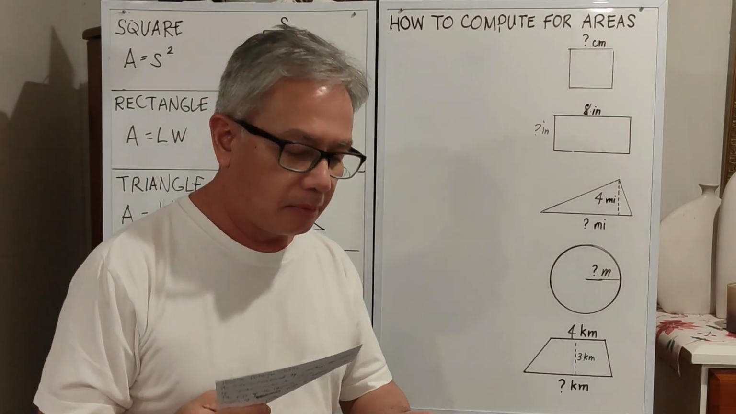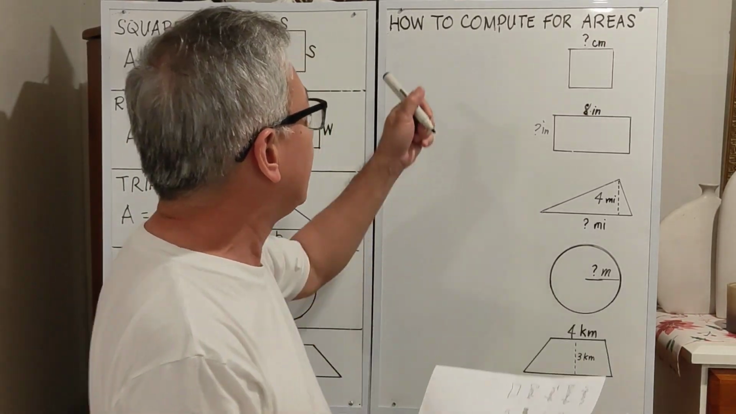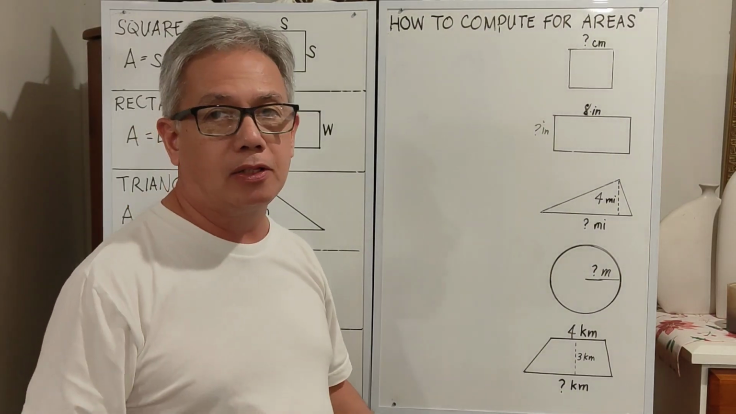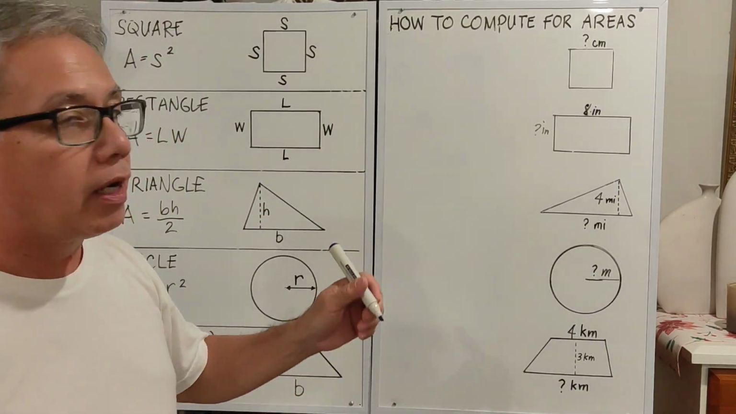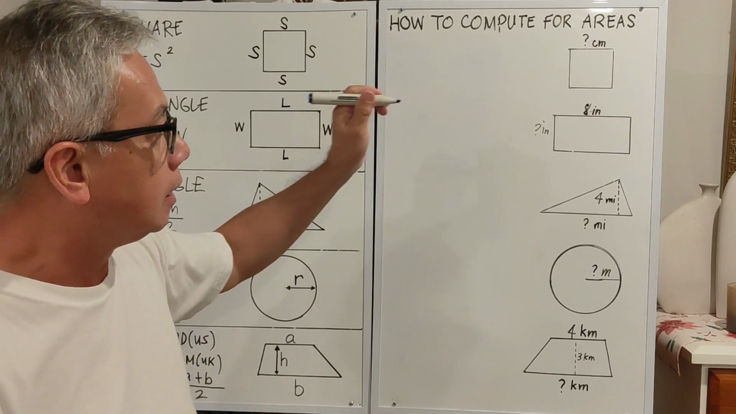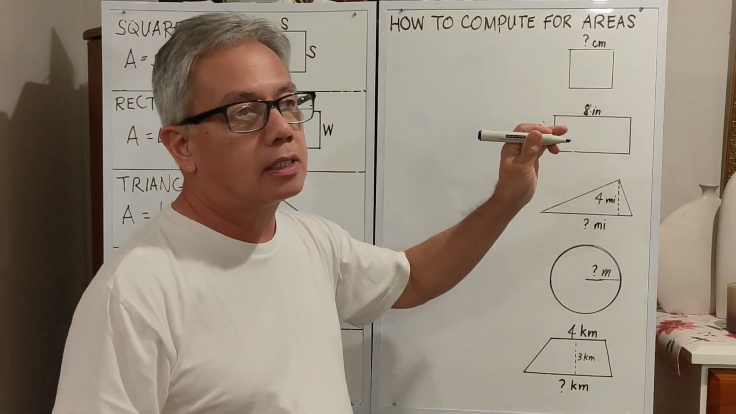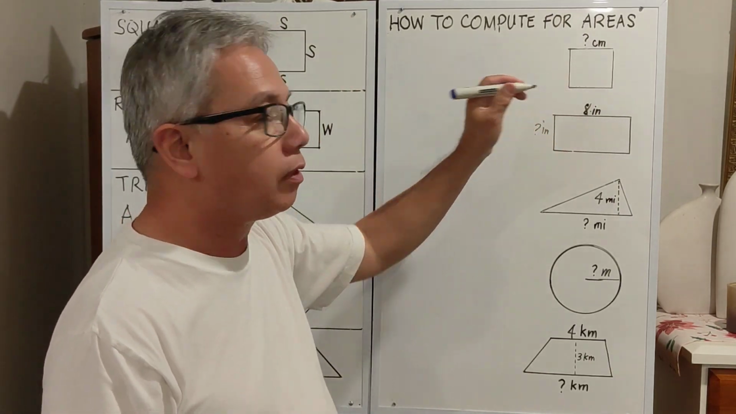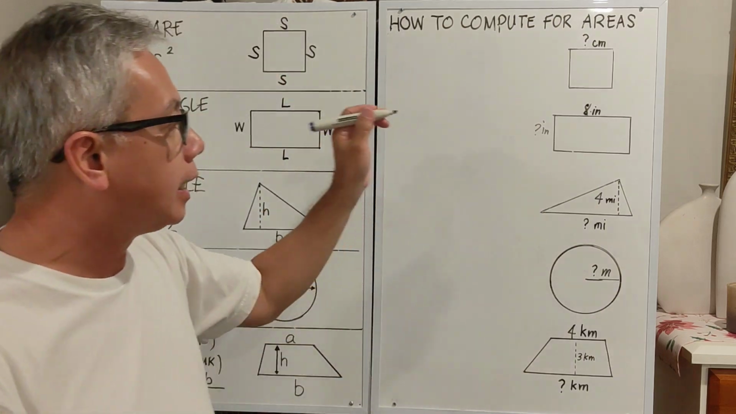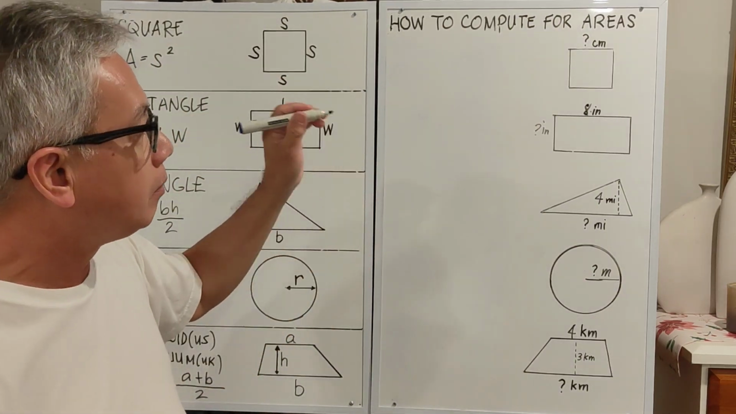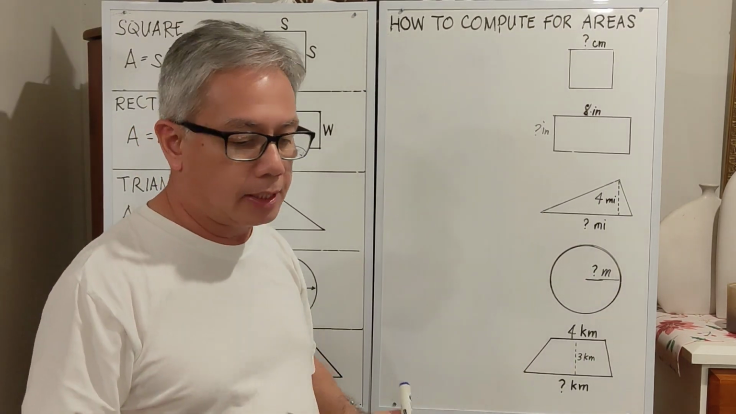Hi, my name is Mario Biluso and we're here to discuss how to compute for areas, part 2. In part 1, we discussed objects with given sides and we needed to compute the area. In the next examples, we will have the area and then we need to compute for the side.